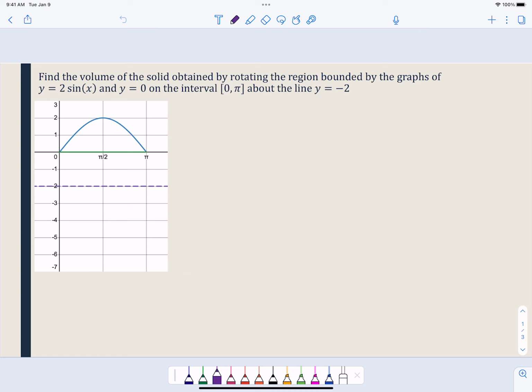All right, in this video, we're going to look at a couple of examples of volumes of solids of revolution that are rotated about axes that are not the x and the y axis. So we're going to start with this first one.